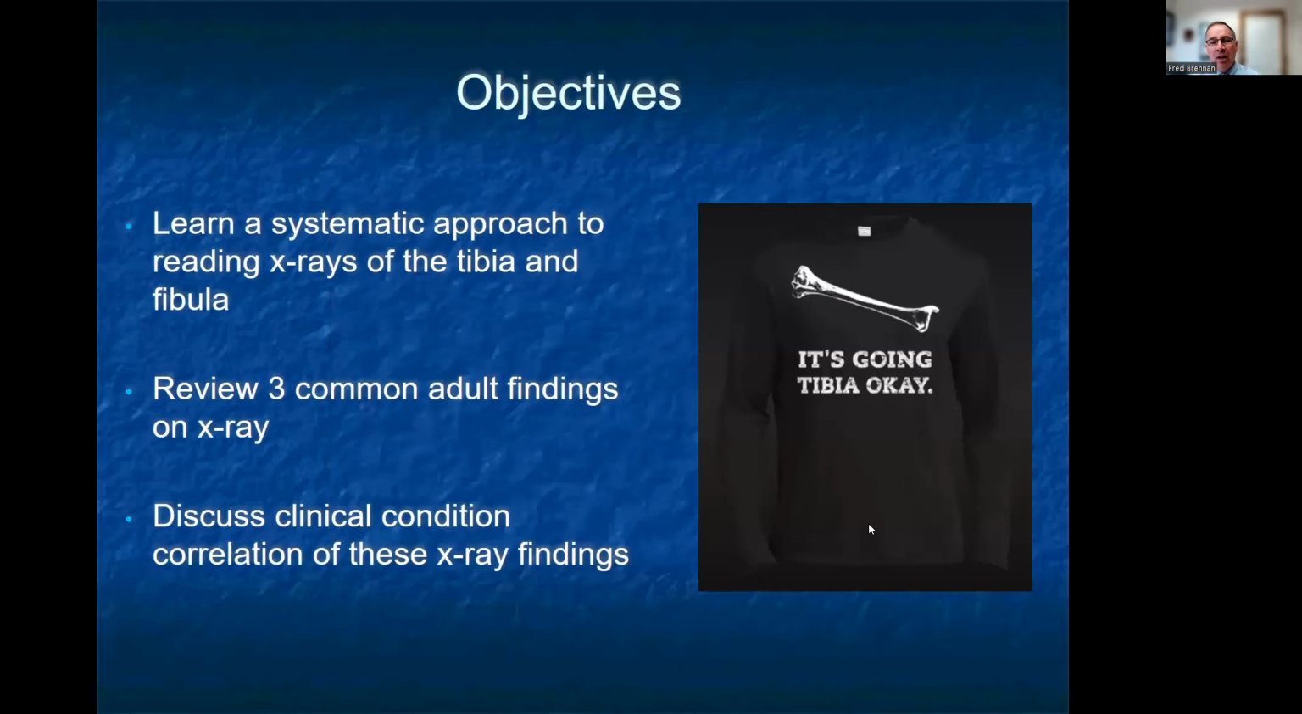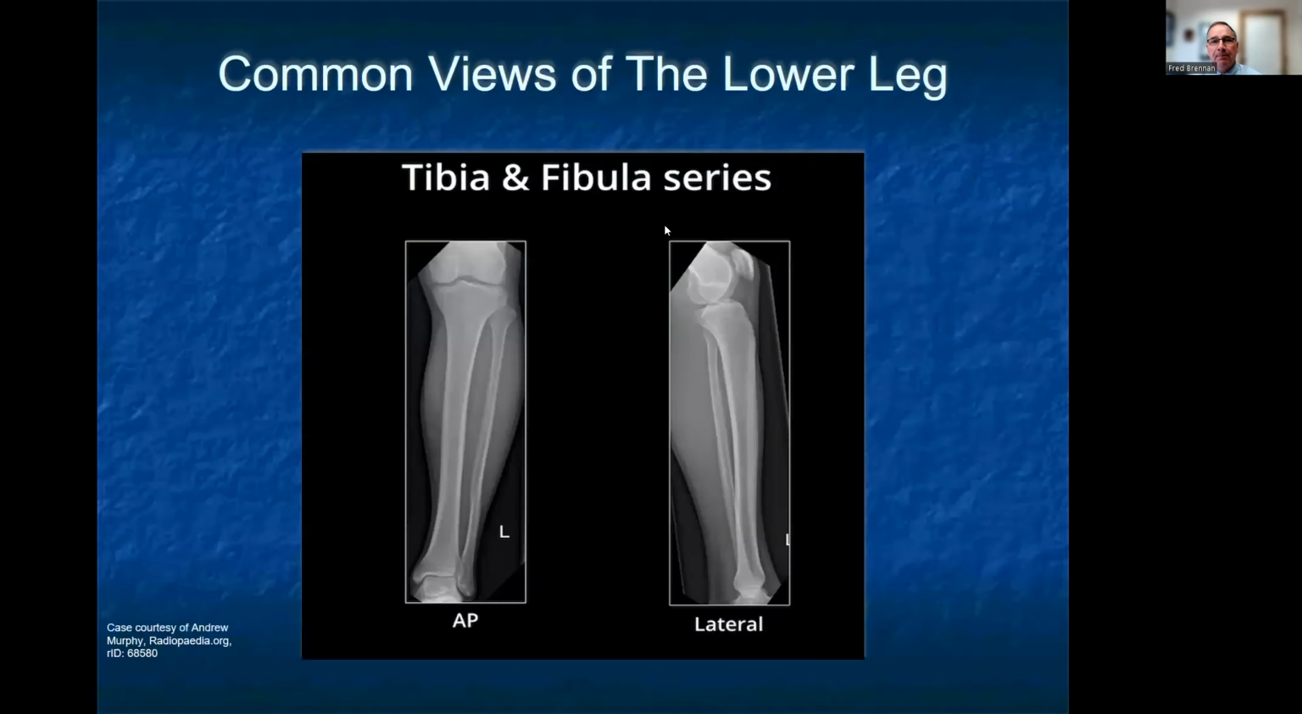First, our objectives. We're going to look at the x-rays of the tibia and the fibula, just a systematic approach to looking at that. We're going to look at 3 common adult findings, including tib-fib fractures, and again a systematic approach to looking at the entire tib-fib. Then we're going to talk about some basic clinical conditions that may be associated with these things.